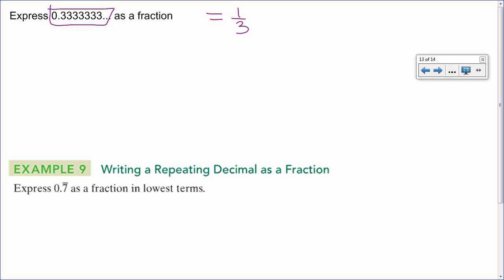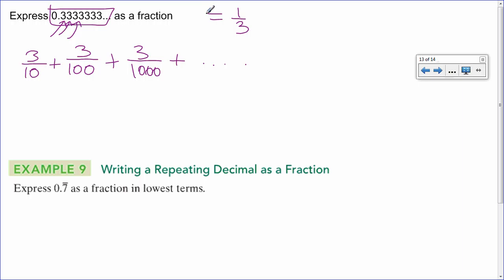The first term, this number right here, if you didn't have the rest, what would that be? 3. How would you read it? 3 tenths, with a line over it. How about the next one? 3 hundredths. And the next one? 3 thousandths. And so on, right?